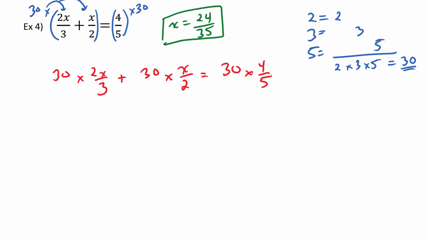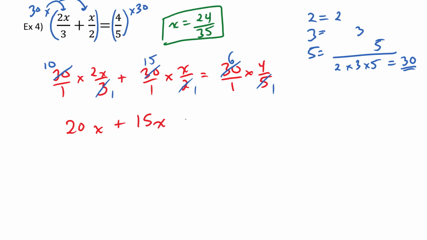When we're multiplying whole numbers and fractions, we can turn those whole numbers into fractions by placing them over a denominator of 1. Let's cancel some terms out here. I can simplify the first grouping here. Take a 3 out, 1 and 10. Second grouping here, I can take a 2 out, 1 and 15. And finally here, I can take a 5 out, 1 and 6. In doing so, I get 20x plus 15x is equal to 24.